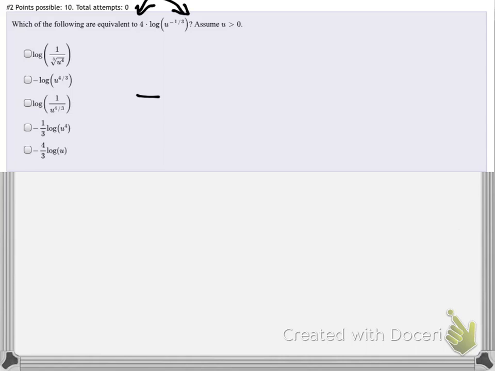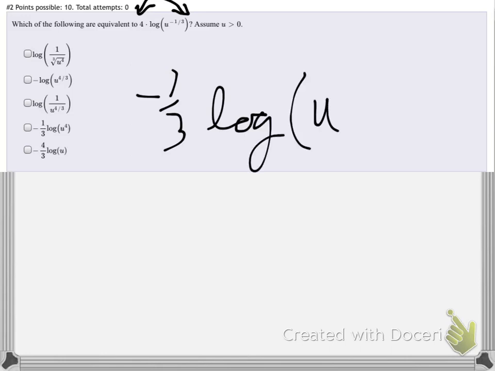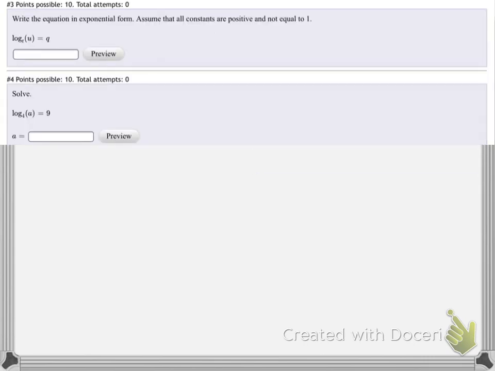Because, again, that negative 1/3 can come out, and then we'll have the log of u, and then the 4 can go into the exponent spot, and I think that's exactly what this one is. So that's all of them. Well, that was cool. Maybe that was the moral of the story. They just want you to know there's so many different ways to write stuff that they all match.